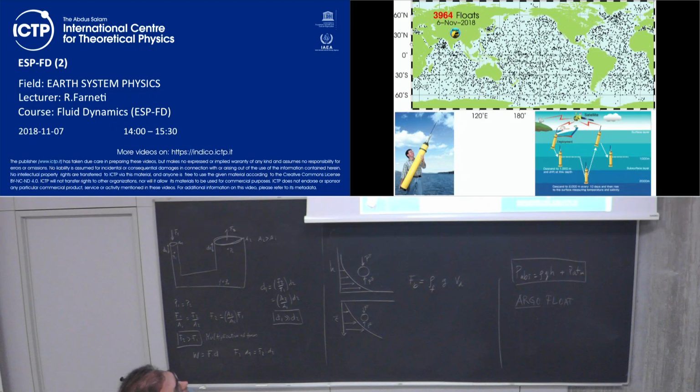3,964 Argo floats going around in the ocean. That's a lot of money in the ocean. I was thinking of scientific... That's a lot of money. Okay, well, it's a good point. It's a lot of money.